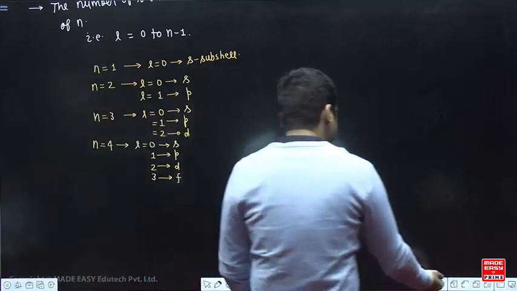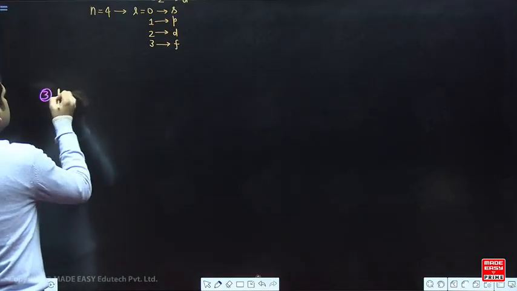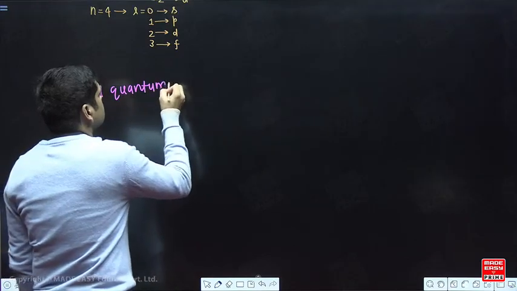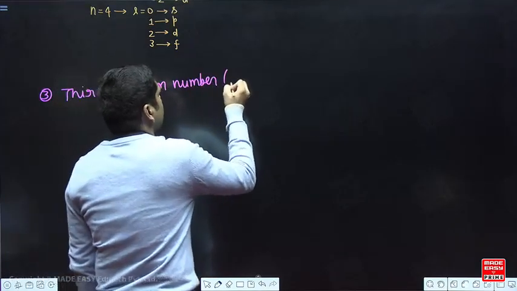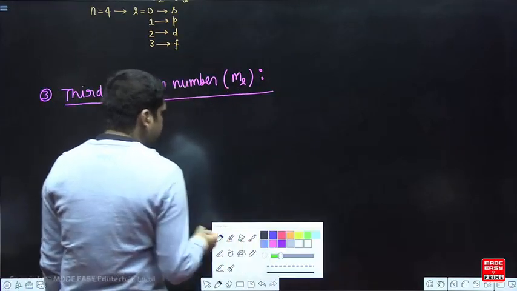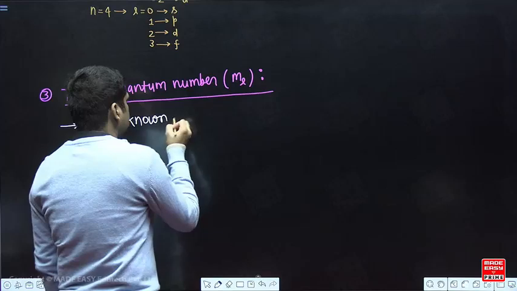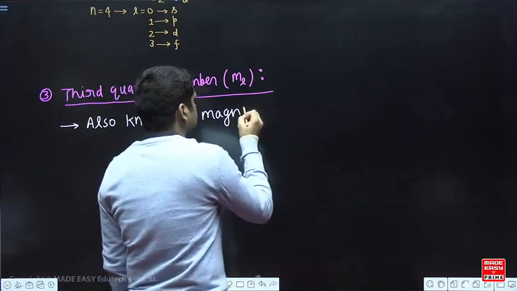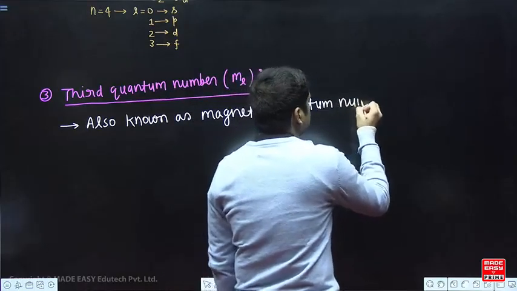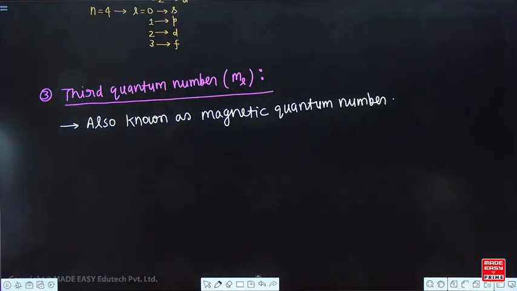Next, third quantum number. It is represented by ml, also known as magnetic quantum number.